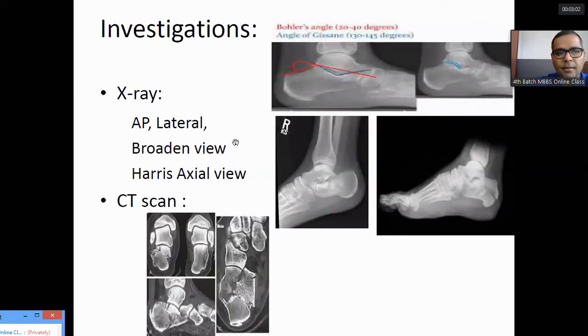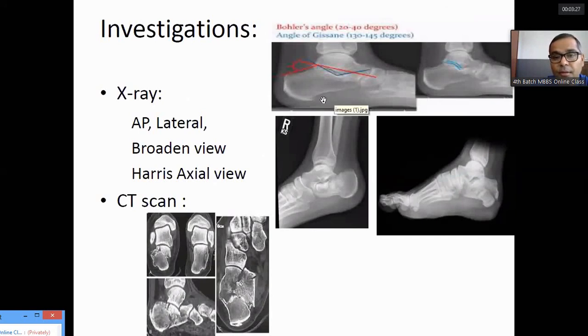So what are the X-rays? Typical X-rays we see are the AP and lateral view, the Broden view, Harris axial view. These are the typical ones. Okay. In AP it's not much clear for the calcaneum. It's the lateral, Broden, and Harris axial. I forgot to put the Harris axial view here. This is the lateral view.